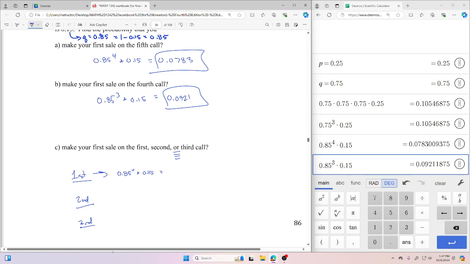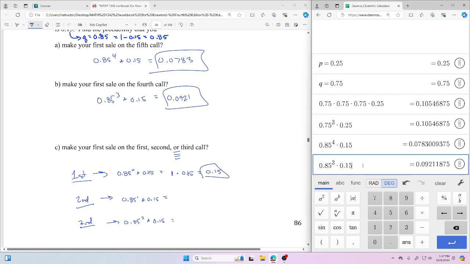What's anything to the 0 power? Do you remember? 1. You got it. 1 times 15 is 15%. I mean, that was easy. Okay. Second, so then it says the second call. So I had 1 failure, and then I had my success. And then finally the third call, 2 failures, and then my success. I'm going to go find those.